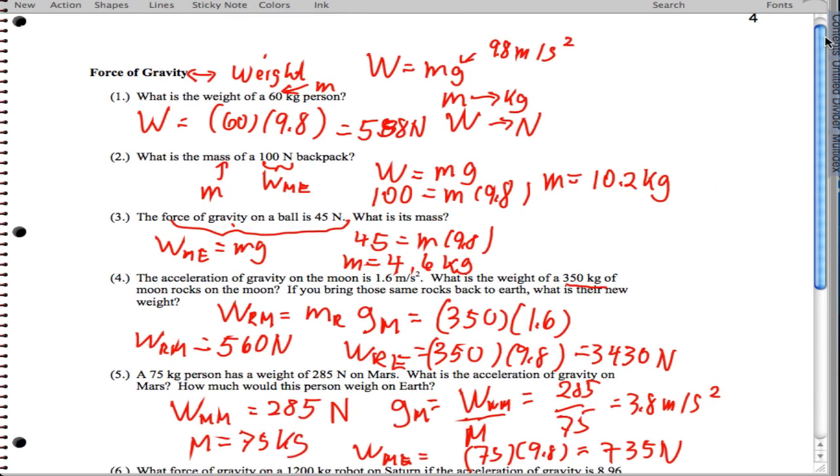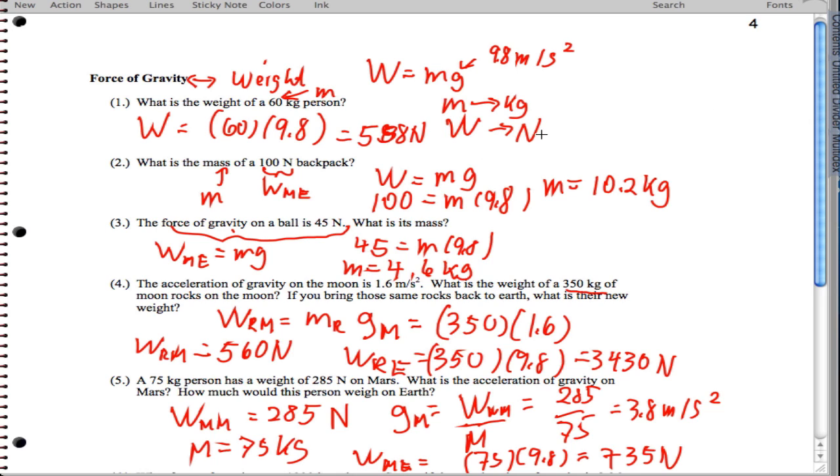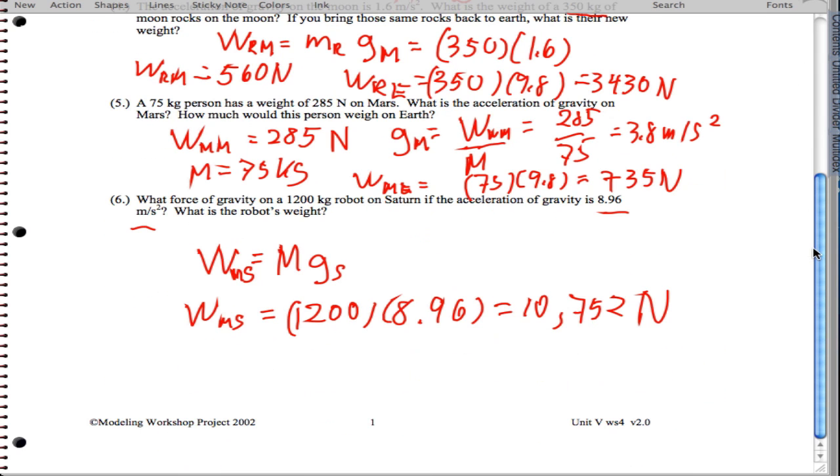And again, be really clear. Remember, weight is in newtons, mass is in kilograms. Weight means the force of gravity. Mass is the amount of stuff in an object, and we're going to tighten up that definition a little bit later next week.